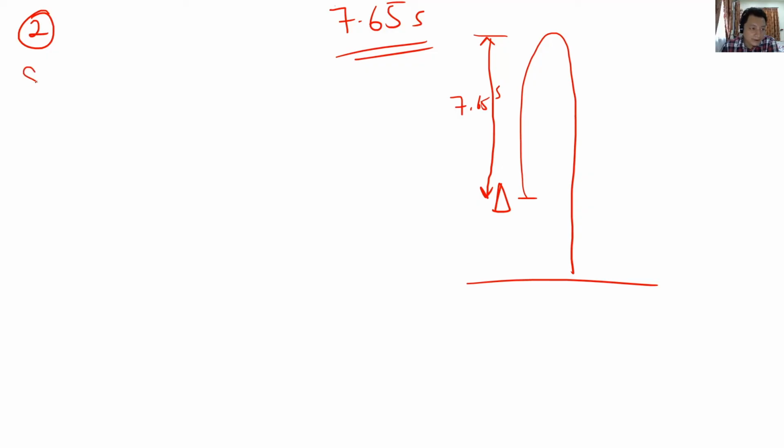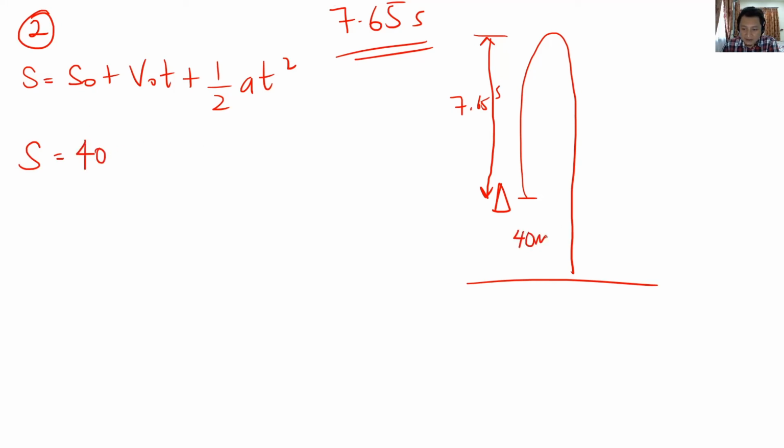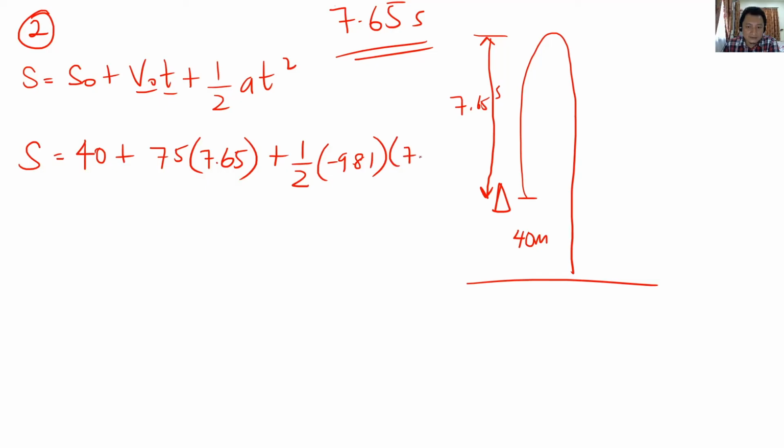It should be. So S is equal to S naught plus V naught T plus half A T squared. S tak tahu, original displacement 40 meter above the ground, remember? Already 40 meter. Original velocity kali dengan time. Original velocity berapa? 75. Time 7.65 plus half negative 9.81 7.65 squared.